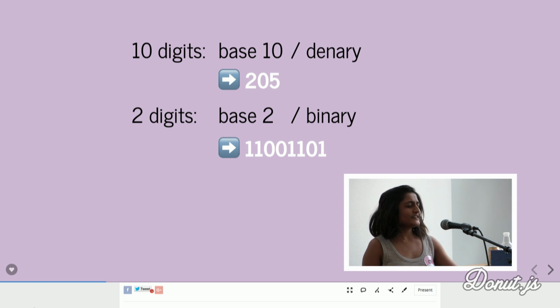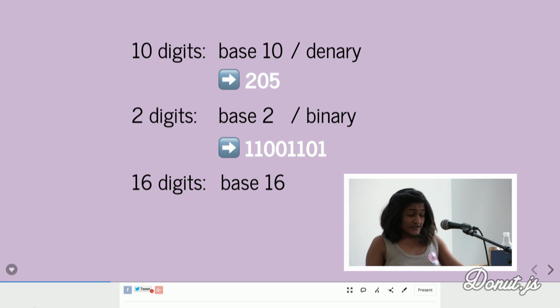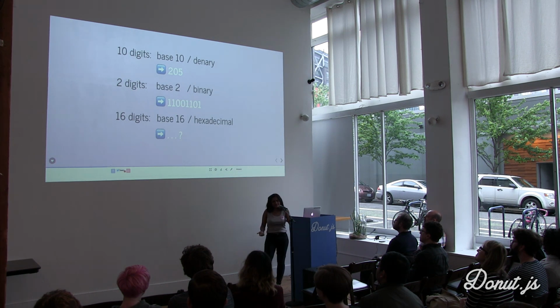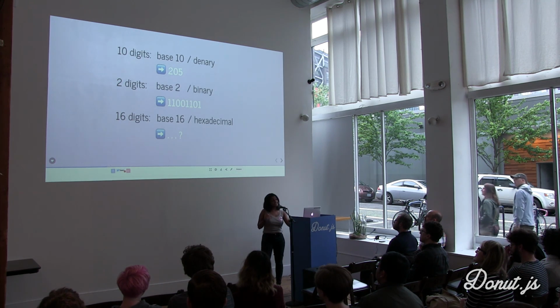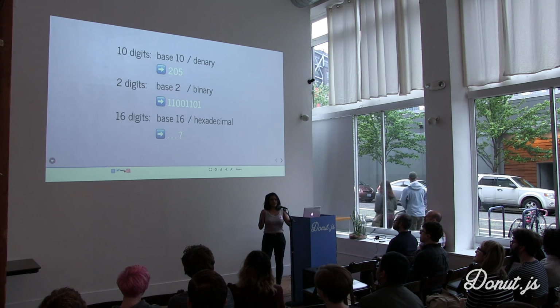But we're here to talk about 16. So how can you represent the number 205 using 16 digits? Well, you're going to be working with something called base 16, which is also the hexadecimal number system. But 16 digits to represent 205, I don't even know where you begin? Well, I think in order to understand hexadecimals and the base 16 number system, you have to understand what we're talking about when we say base.